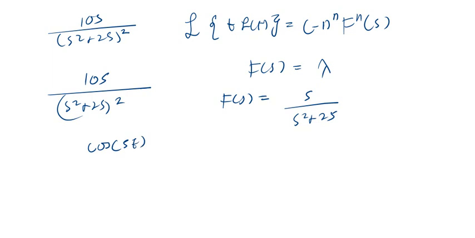But how come I have a minus 2 here? Because this can also be written as you have s here, then that would be s squared plus 25, then that would be minus 1. What do you get if you differentiate this once?